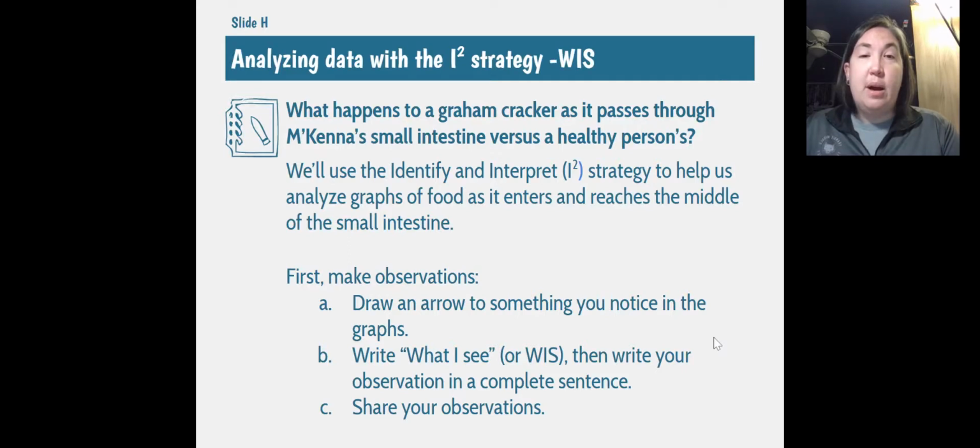So we're going to use our I-squared strategy. So this is identify and interpret. So we identify by putting what I see, and we interpret by saying what it means. All right, so we'll use the identify and interpret strategy to help us analyze graphs of food as it enters and reaches the middle of the small intestine.